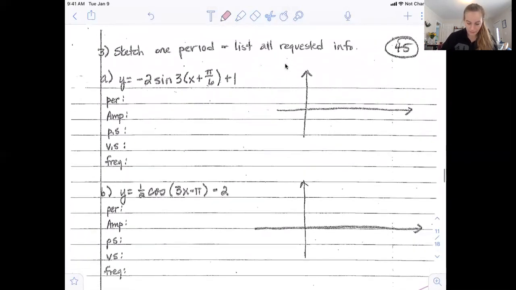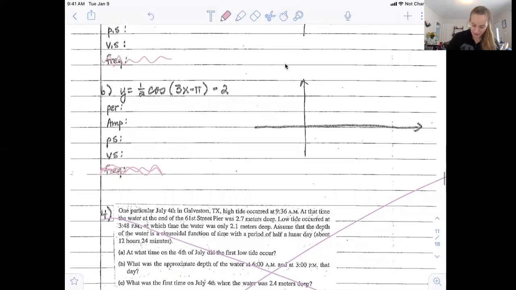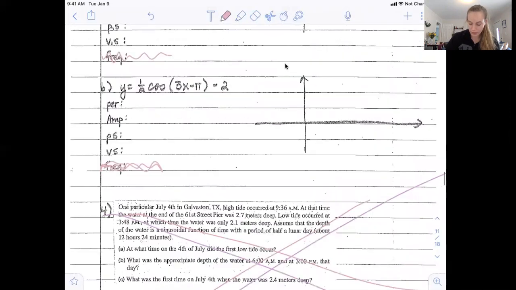Okay, we've got two more full graphs. I've got everything written down. I don't really care about frequency. We're going to skip that for today. If I decide I care, I'll tell you about it tomorrow. We're going to do period, amplitude, PS, which means period shift, which I call a horizontal shift, and then the VS is a vertical shift. So we've got these two last ones, and then I'm skipping this. I don't want to do that today, so we're not doing that.